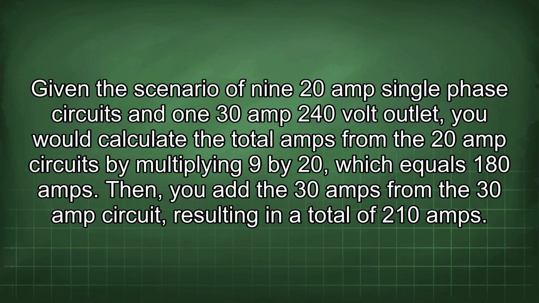Given the scenario of 9 20 amp single-phase circuits and 1 30 amp 240 volt outlet, you would calculate the total amps from the 20 amp circuits by multiplying 9 by 20, which equals 180 amps. Then, you add the 30 amps from the 30 amp circuit, resulting in a total of 210 amps.